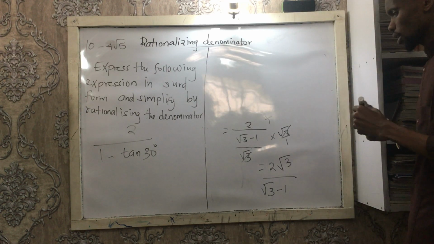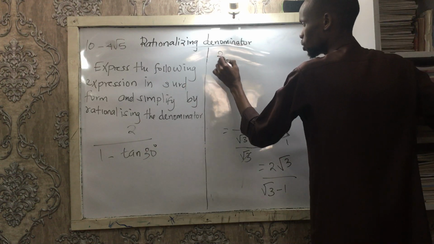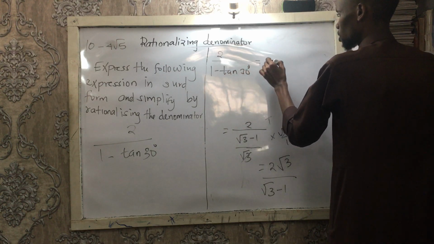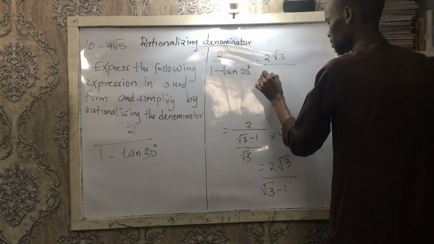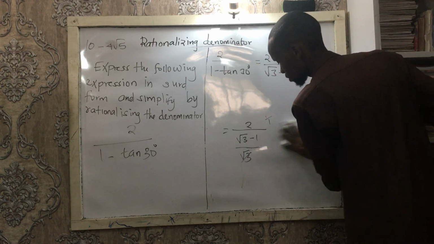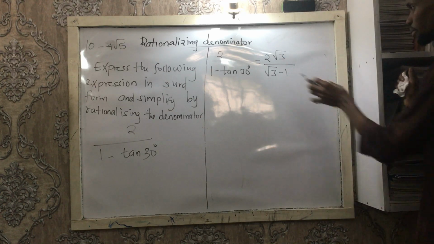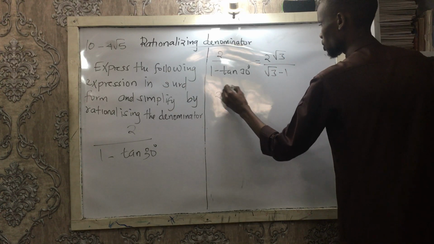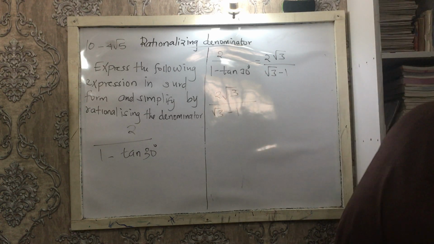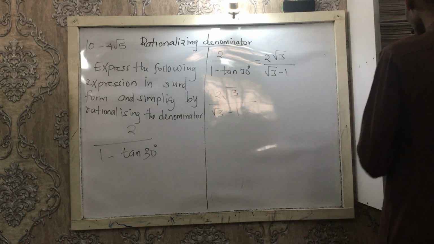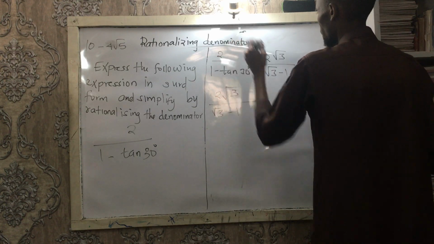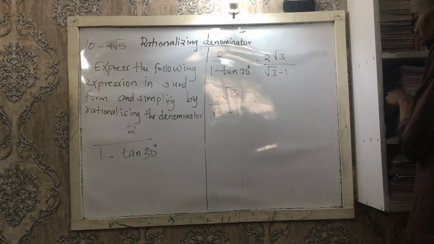my equation now will look like I can say 2 over 1 minus tan 30 equals to 2 over the root of 3 over the root of 3 minus 1, right? Okay, so we continue, and I bring now this here. So I'll say 2 over the root of 3 over the root of 3 minus 1, right? So the next thing is solving.